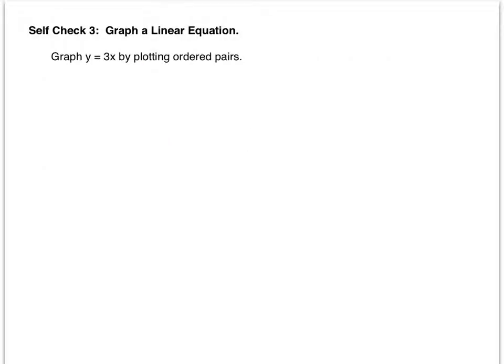Now it's your turn. In Self-Check 3, graph y equals 3x by plotting ordered pairs. You'll need some graph paper to graph your line, and you'll also need to draw a table as we have in the other sections to find your ordered pairs.